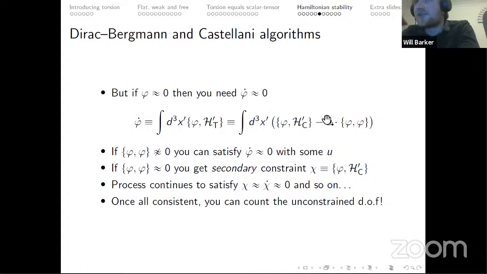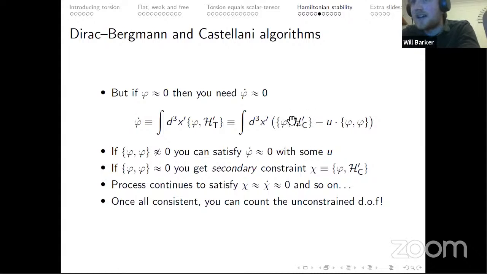So the implications for this integrand vanishing are dependent on whether or not the commutator, the Poisson bracket between whichever phi constraints you're dealing with, and all of the other phi constraints in the Hamiltonian, whether or not that bracket vanishes. So if it doesn't vanish, then you can use this equation here to solve for one of the multipliers u. If it does vanish, then this entire second term here vanishes, and you then need the first term to vanish for this whole integral to vanish.